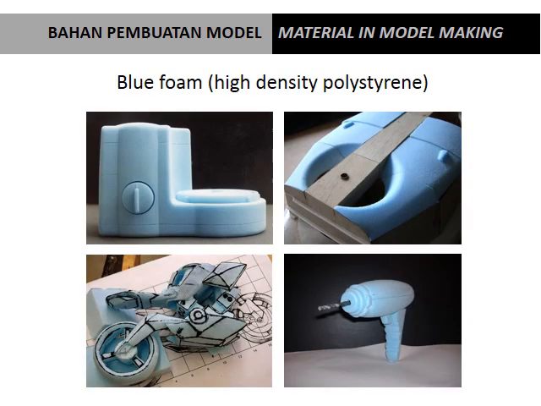Okay, this is blue foam. Blue foam is normally known as high density polystyrene. It's really easy to be handled. It can be carved, it can be sanded, it can be finished like a finished model. However, it's normally used as the base of the model, and it also can be combined with wood and other kinds of material.